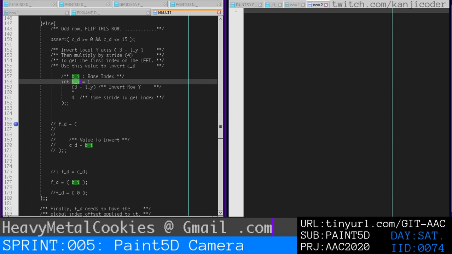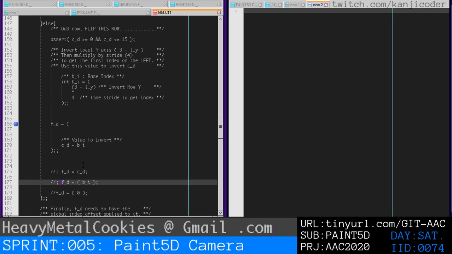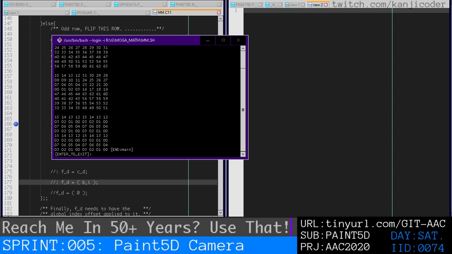So this base index, we think we can invert it by just taking the current value. Instead of assigning it directly, we think we can just take that current value and kind of just be like, bam, like that. And that doesn't look like it's working quite correctly. So remember, the top row is correct and the other things are kind of screwed up here.